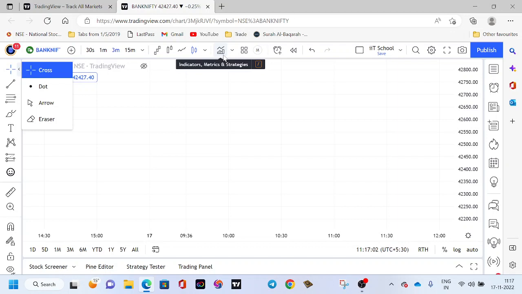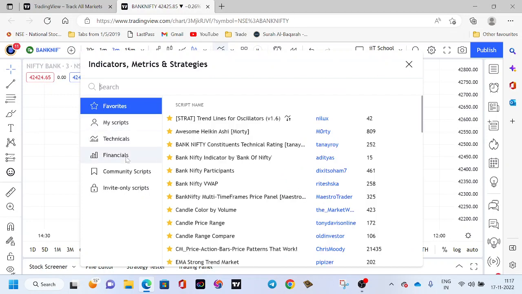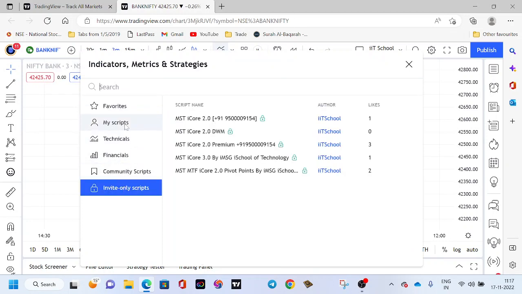So to add the indicator, you have to go to this place: indicators, metrics and strategy. See, I am placing the cursor here, you have to press. Then come here to the invite only option. In the invite only, you would have subscribed to our indicator. After having subscribed, the indicators will be available in your invite only mode.